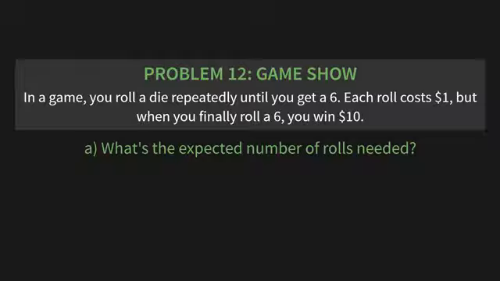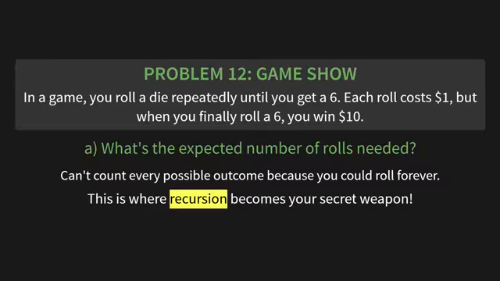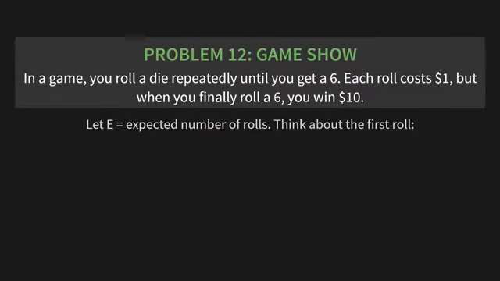Check out this die rolling. Now, you might think we need to calculate every possible outcome. What if it takes 1 roll, 2 rolls, 3 rolls, even 100 rolls? That's impossible. But here's where recursion becomes your secret weapon. Let me show you something brilliant.